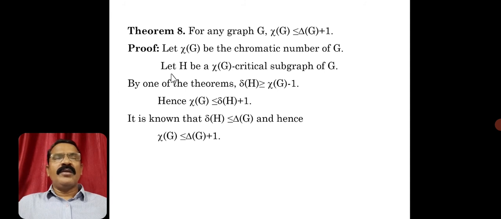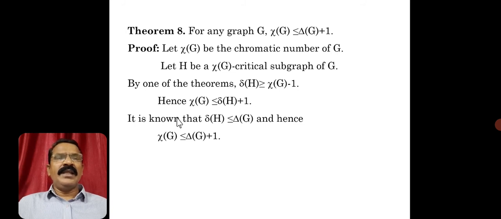So to prove this result, first we consider, let xi of G be the chromatic number of G. Let H be a xi of G critical subgraph of G. H is one subgraph which is a xi of G critical subgraph of the graph G. By using the previous theorem, the minimum degree of the subgraph H is always greater than or equal to the chromatic number of the graph G minus 1.